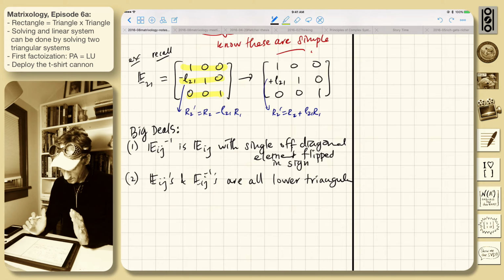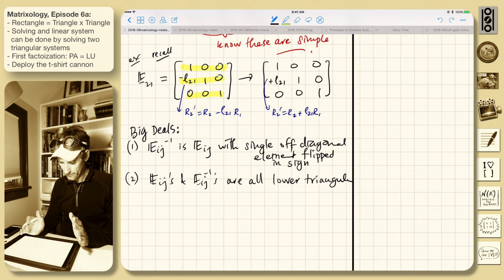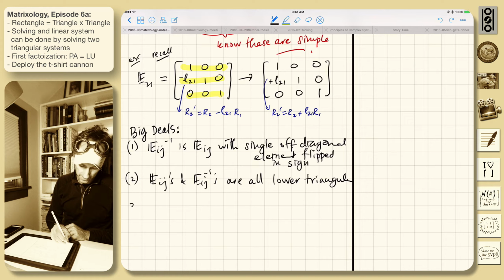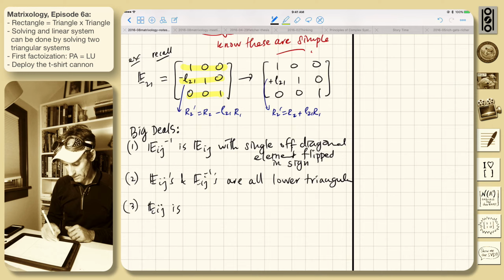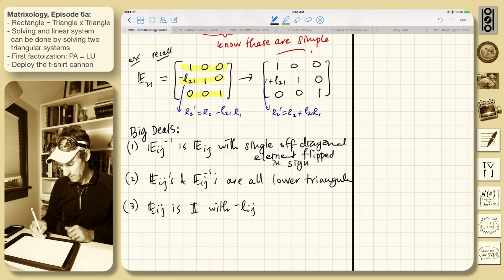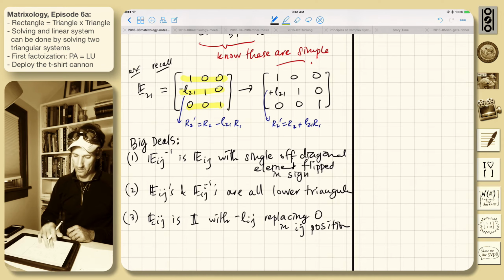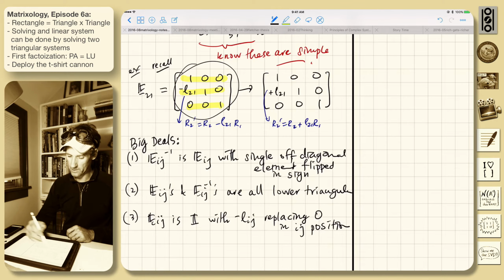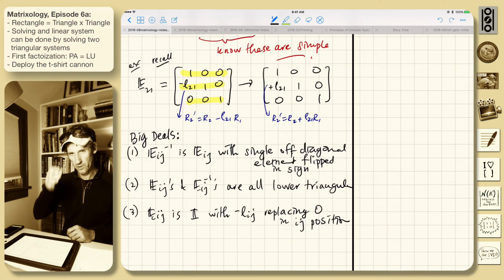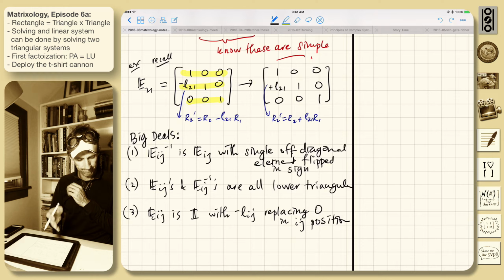So that's a good thing. They're all lower triangular. They're very, very simple. They mostly look like the identity matrix. So let me say that. Three, right? Eij is the identity with Lij replacing the 0 in the ij position. Right, so this is the identity matrix with minus L2,1 in the 2,1 position, second row, first column. Yes, good.